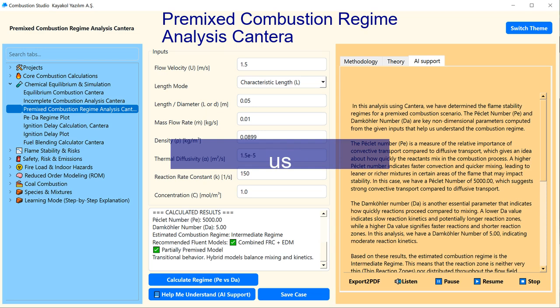understand the combustion regime. Furthermore, it is worth exploring numerical simulations using ANSYS Fluent to further investigate the effects of fuel type, flow properties, and reaction kinetics on flame stability and combustion regime boundaries. The recommended model for this analysis is a combination of FRC, flamelet reaction progress variable, and EDM, Edwards-Bilger diffusion model, which can capture the features of both thin reaction zones and distributed combustion regimes.